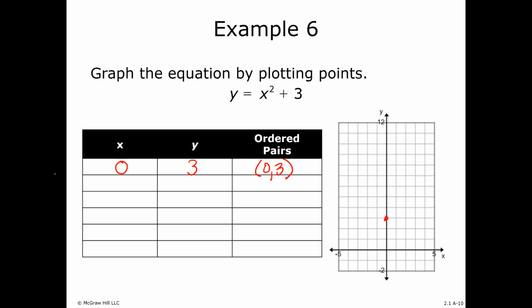And then you could pick something like 1 for x, and you would get 1 plus 3, which is 4. So the point 1, 4 is on this graph. 1, 4.